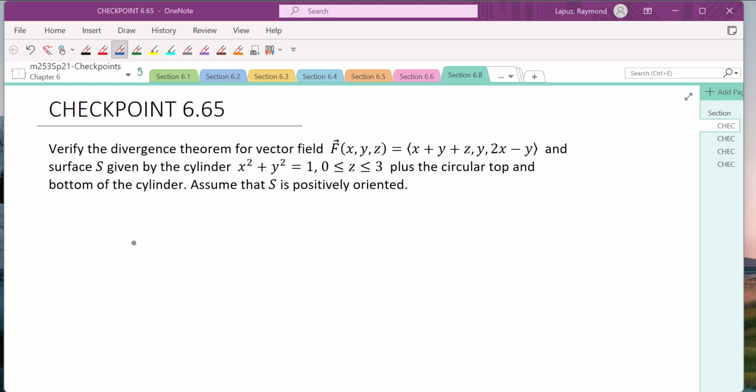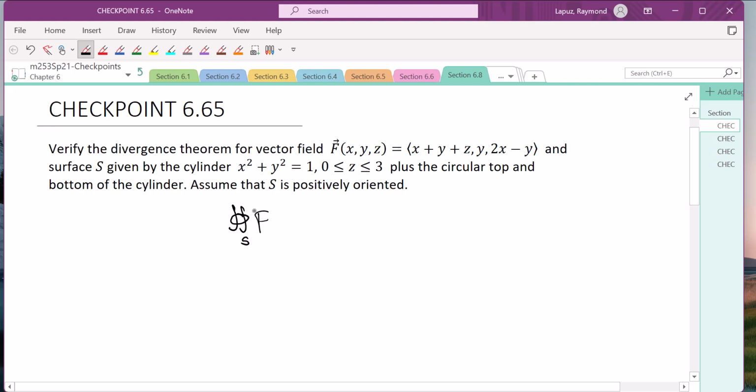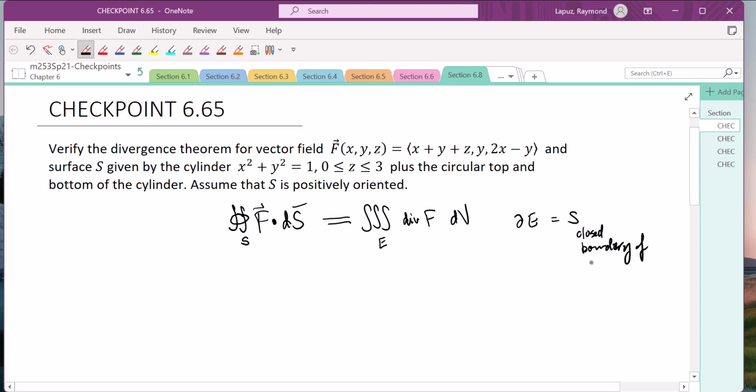We have a flux integral over a surface that is closed of the vector field, and according to the divergence theorem this is supposed to be equal to the triple integral over E of the divergence of your vector field dV, where E is going to be the solid and S is going to be the boundary of E. So S has to be closed and the boundary of the solid E. Okay, so they want us to verify, which probably means to do both sides and make sure that they are equal.